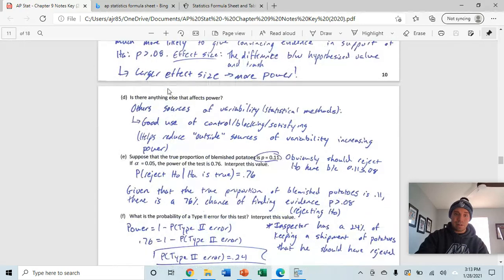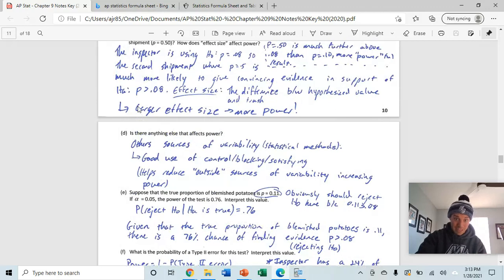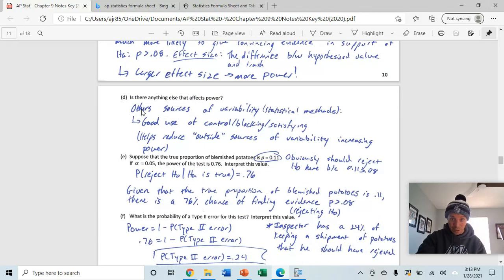Let's look at part D, though. Is there anything else that affects the power? There are several things that can affect the power, which we're going to see down below. Other sources of variability may affect the power. So the good use of control, blocking, stratifying, all of those things could affect the power. It helps to reduce outside sources of variability, which in turn is going to increase the power. And there are 2 ways to increase the power: to increase the sample size and to increase the significance level.